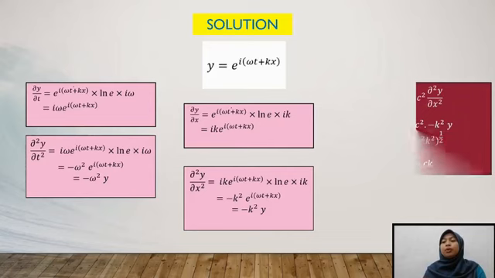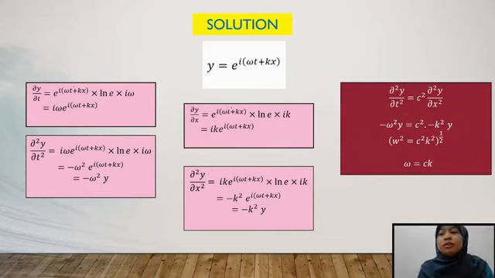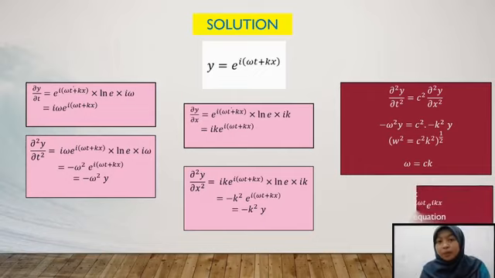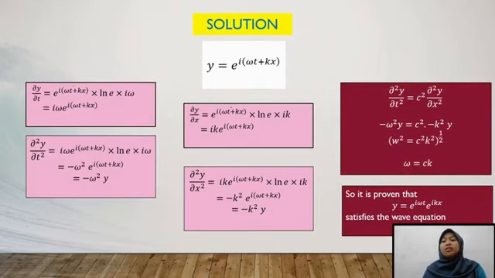And then we compare what we got with the wave equation, and we get that negative omega squared y is equal to c squared multiplied by negative k squared y. When we simplify the equation, we get that omega is equal to ck, which fulfills the requirement of the equation, and so it is proven that y equal to exponential i omega t multiplied by exponential of i kx satisfies the wave equation.